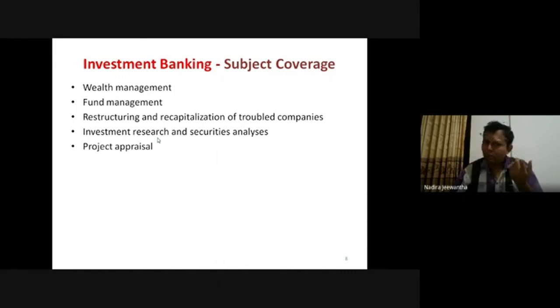Beta is the measurement of what? Systematic risk. Risk-free rate is what? Either treasury bill or treasury bond. Everything has to be given. This is your discounting factor. That is one part: cost of capital, cost of equity.